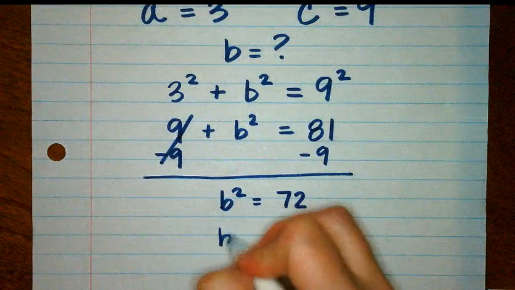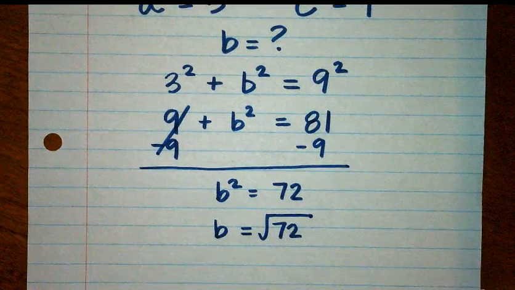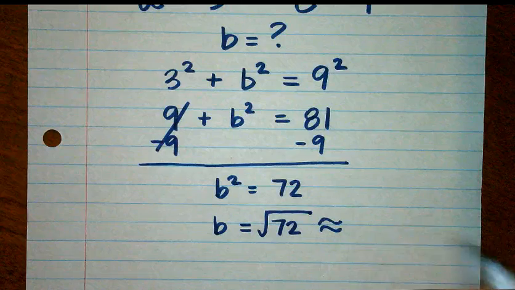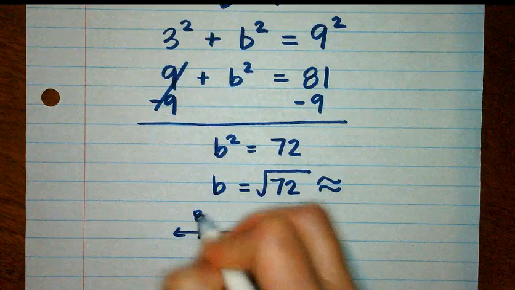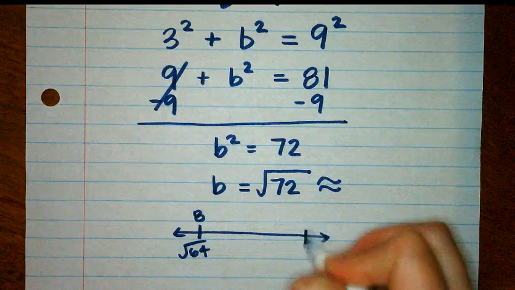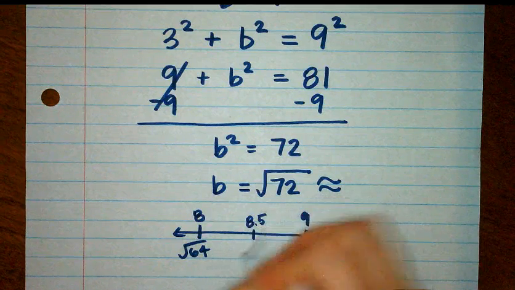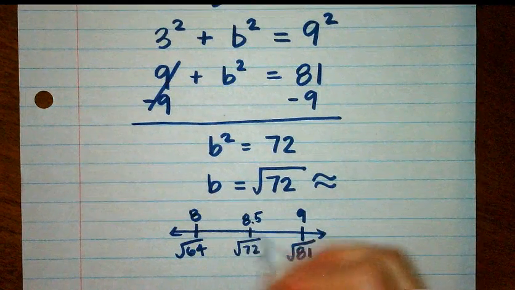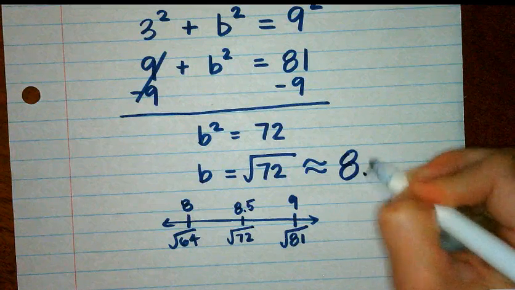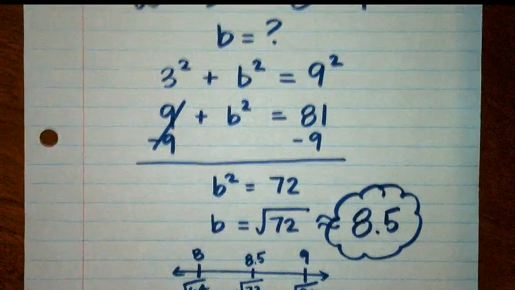So I will get b squared equals 72. That means b is going to be the square root of 72, which I have to estimate. If you've watched the estimating video, I know that the square root of 72 falls between 8 and 9. 8 would be the square root of 64, and 9 would be the square root of 81. 8.5 is between those numbers, which is the number I'm looking for. So I can estimate side b to be about 8.5. And that is how we use the Pythagorean theorem.